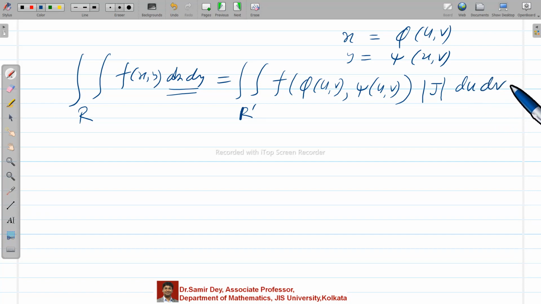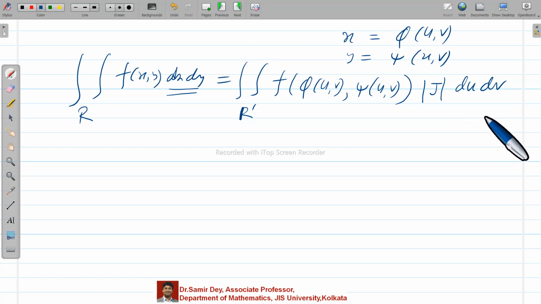So first we should know the connection of x with u, v and y with u, v. From that relation you have to find the Jacobian of x and y with respect to u and v, then du dv. Now try to understand with some numerical example, then only you can understand clearly. Without an example it is not possible.